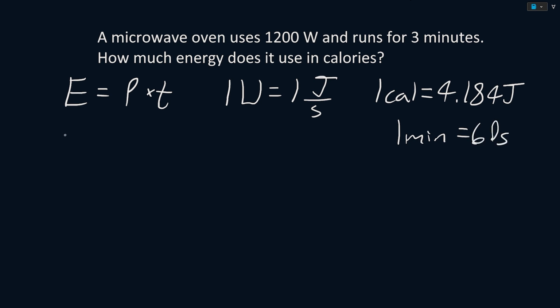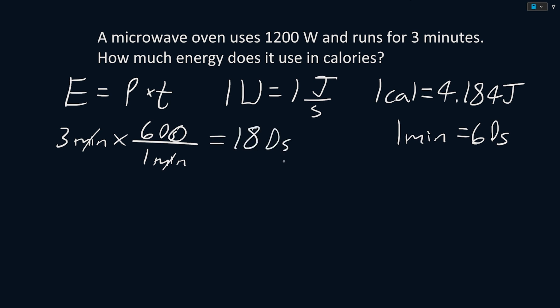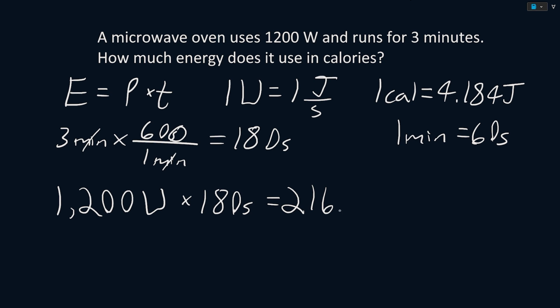The first thing we need to do is convert our time into seconds. We were given 3 minutes, and we want to convert this to seconds. To do this, we'll multiply through our conversion factor of 60 seconds for every 1 minute. Here the minutes cancel and leave us with seconds, and we get that 3 minutes is equivalent to 180 seconds. Now we can use the energy equation to find out how much energy we used in joules. Plugging in our units, we get 1,200 watts times 180 seconds is equivalent to 216,000 joules.